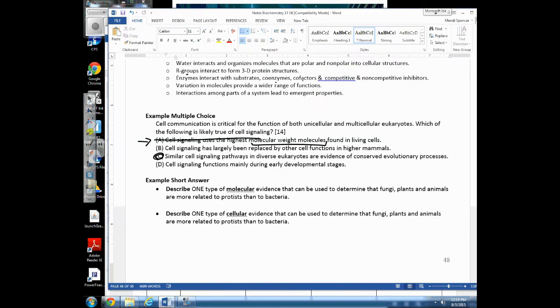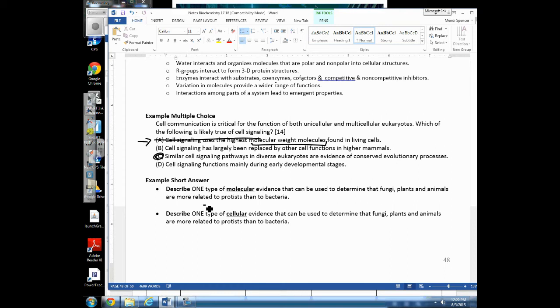So let's address the first bullet. Describe one type of molecular evidence that can be used to determine that fungi, plants, and animals are more related to protists than to bacteria. So think about those bullets that we talked about underneath big idea 1 related to biochemistry. And we said that all organisms have DNA and that it can be sequenced to determine relatedness. So this would be an example of something that you could write here to answer that first bullet.